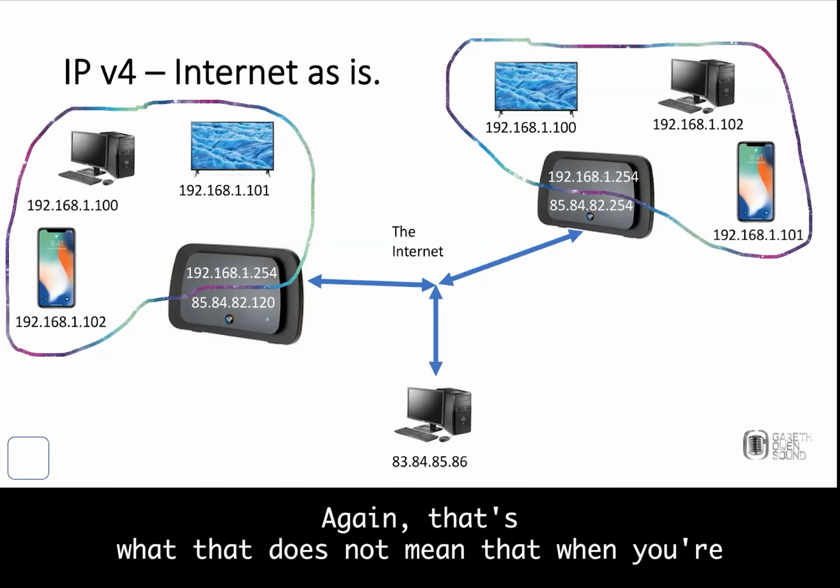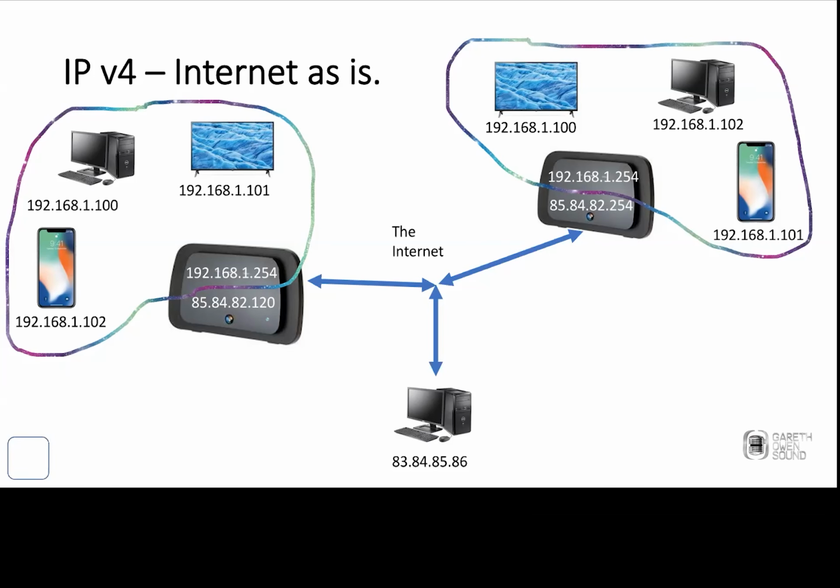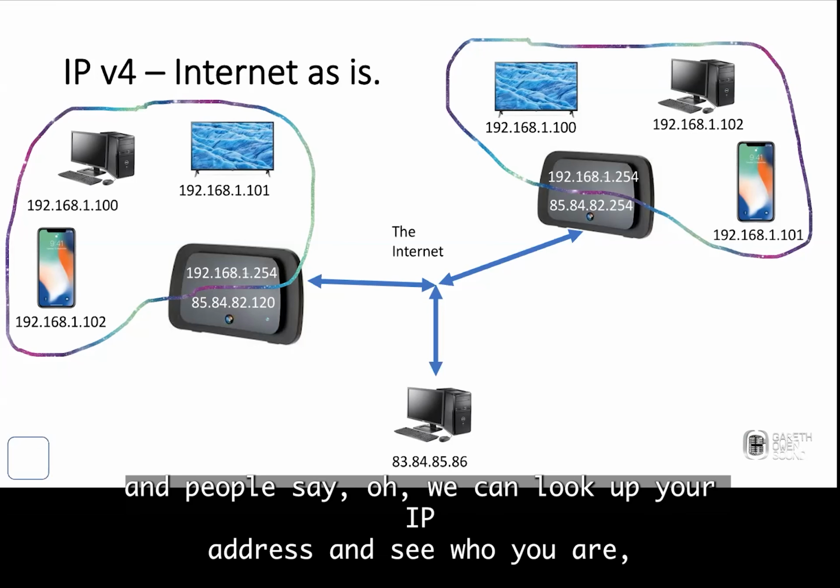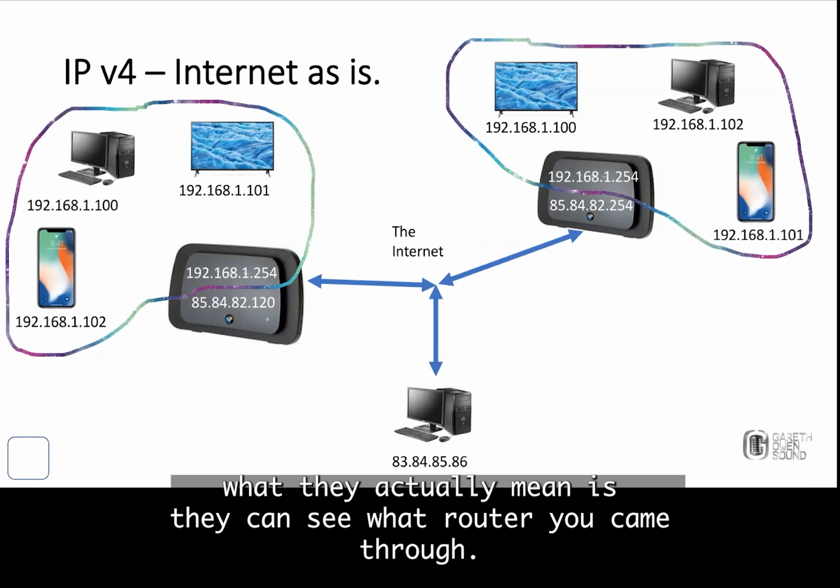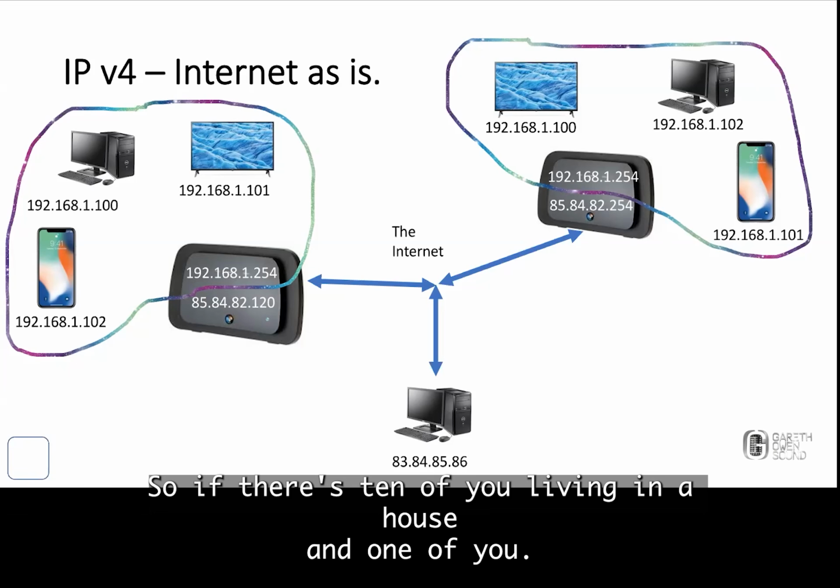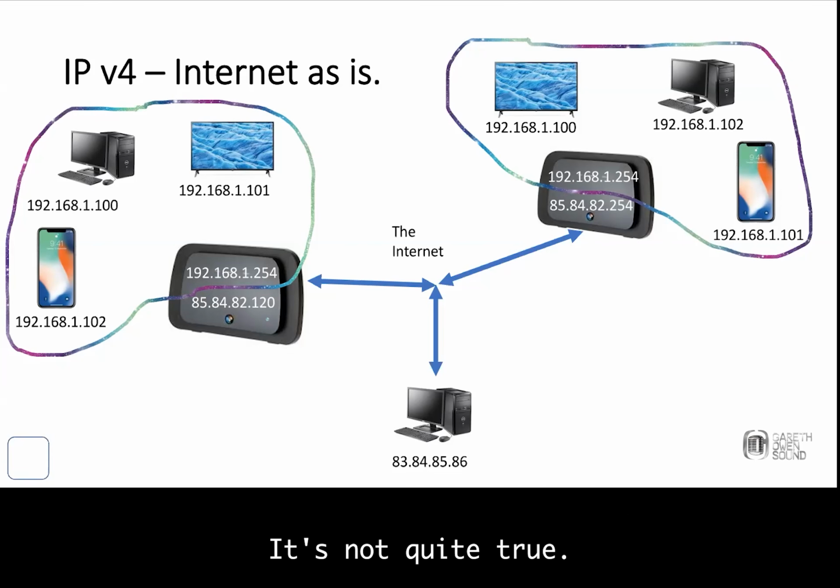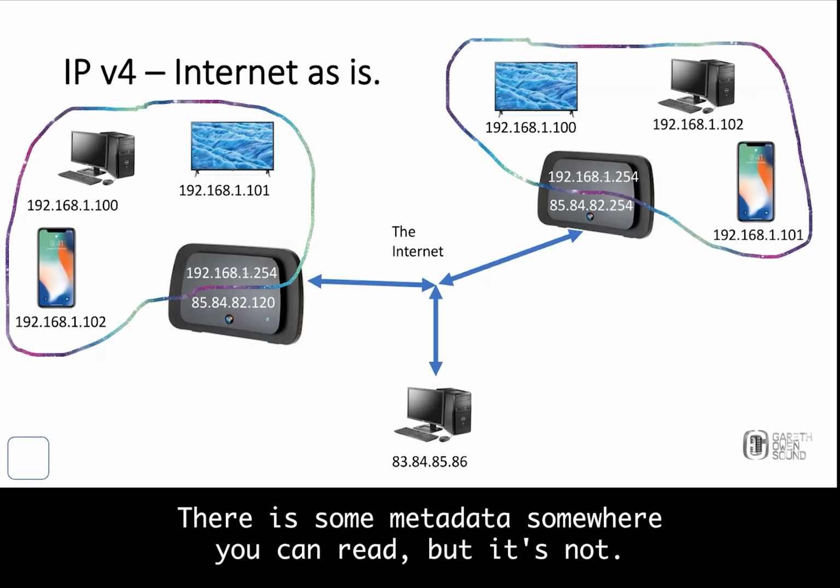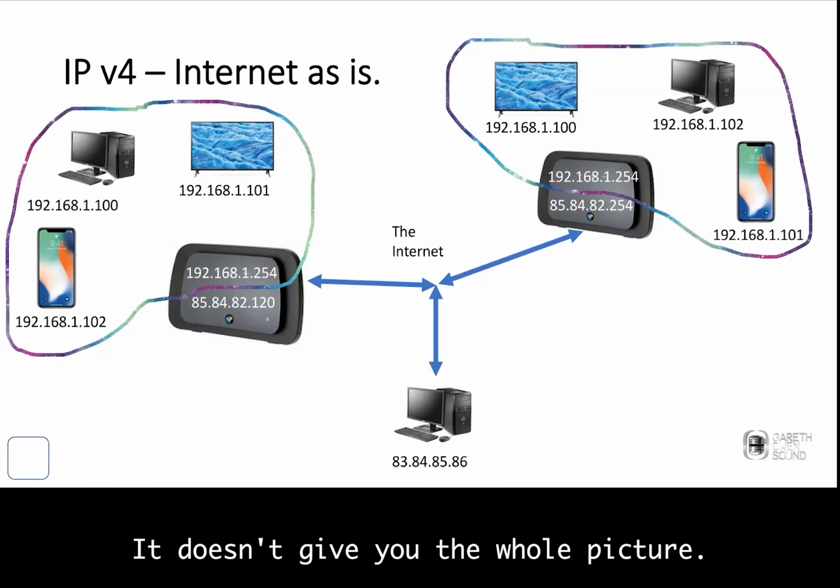That means that when you're communicating across the internet and people say, oh, we can look up your IP address and see who you are, what they actually mean is they can see what router you came through. They can't tell who you are with your public router address. So if there's 10 of you living in a house, I don't know which one of you. It's not quite true, there is some metadata somewhere you can read, but it doesn't give you the whole picture.